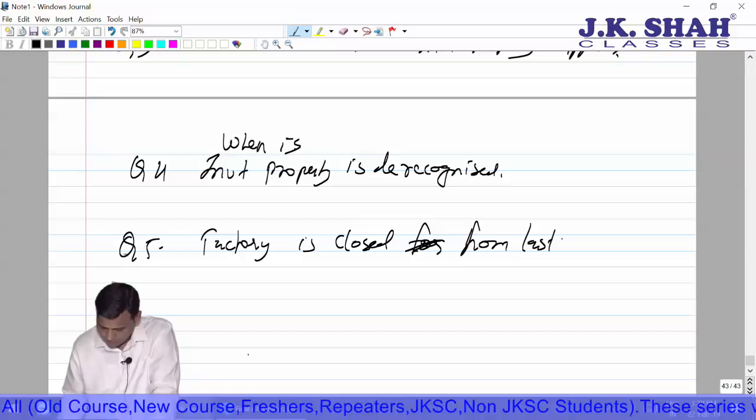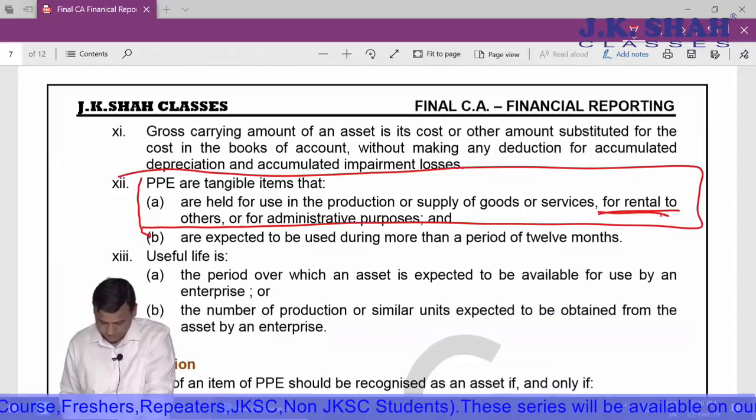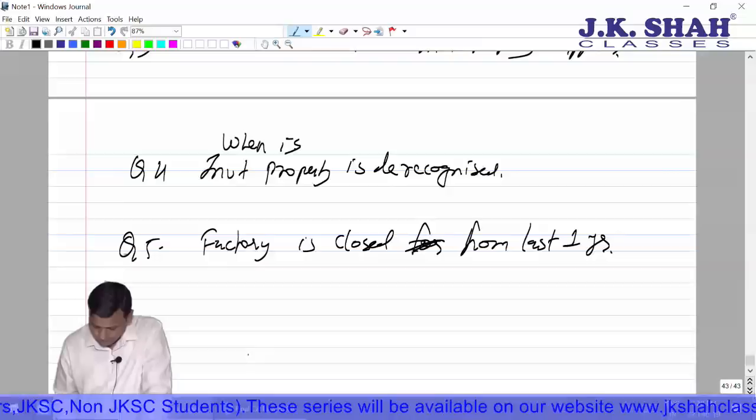I hope you are reading the theory part. This one. Kindly read it and let me know if you have any doubts in that. I'll just write some examples.